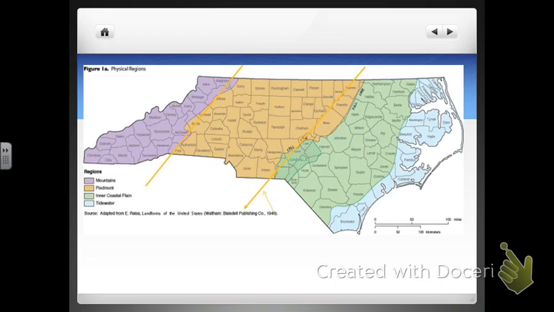And my lines are straight. The fall line's actually not that perfect. You can see the difference between the yellow and the orange and the purple. So it does fall more along the differentiations in the coastal plain, the Piedmont, and the mountains.